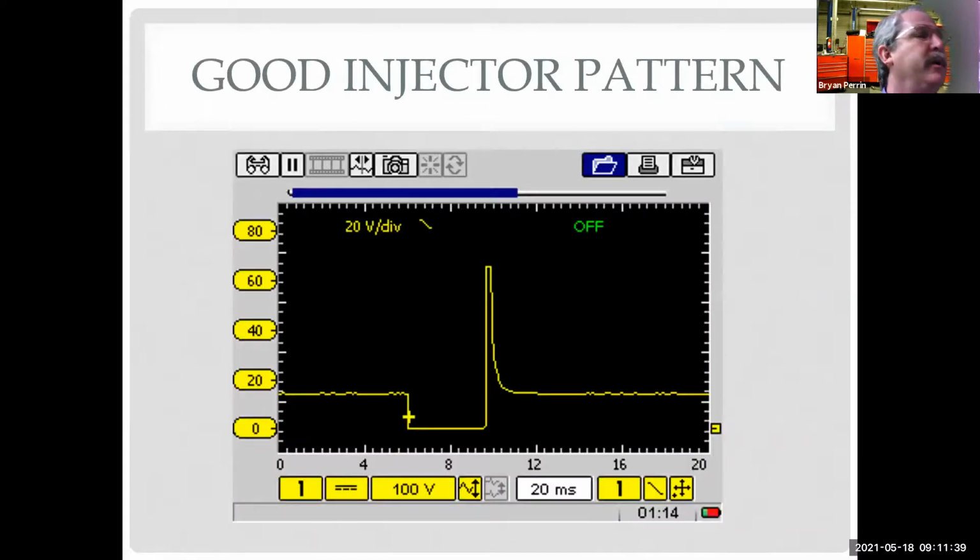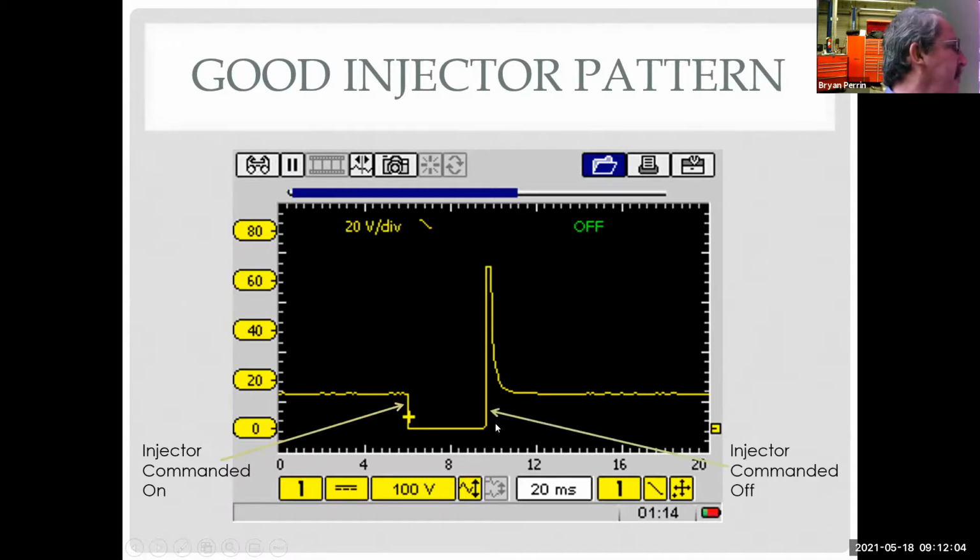So if we look at a good injector pattern right here, I zoom this up. Here I have a 0 to 20 millisecond scale, and I have 0 to 100 volts. I'm on the 100 volt scale, so that's why this is so low. This is my system voltage. Right here, we commanded the injector on. And right here is where we commanded the injector off. So this is what we would call our pulse width.